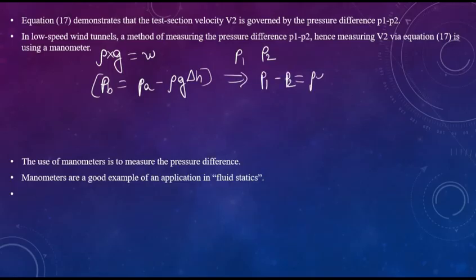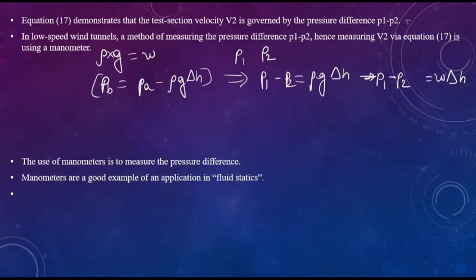So in terms of P1 and P2, I can write this as P1 minus P2 is equal to rho G delta H. What is rho G? W. So we can also write it as P1 minus P2 is equal to W delta H. So what is this delta H? It is the difference between the heights of the liquid on the two sides of the manometer.